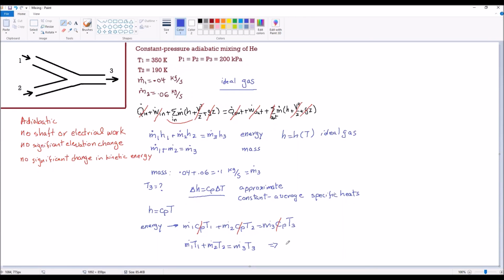Plugging in numbers: 0.04 times 350 plus 0.06 times 190 equals 0.1, remember, this was already calculated, 0.1 times unknown T3. The answer is 254 Kelvin. Keep in mind, just to avoid confusion, use Kelvin in this equation for temperature. Do not use Celsius or Fahrenheit. Use Kelvin. So I'm going to make a note here: temperatures in Kelvin.